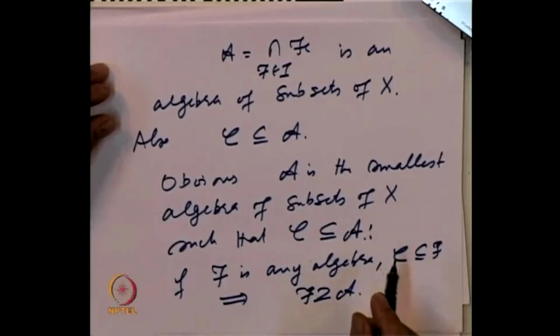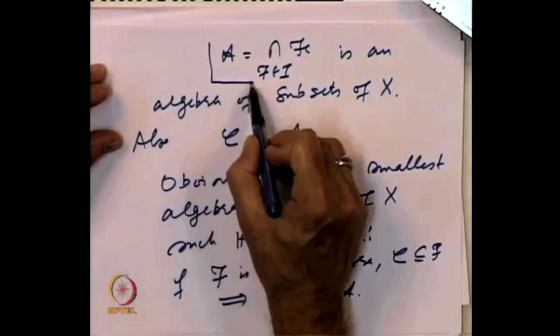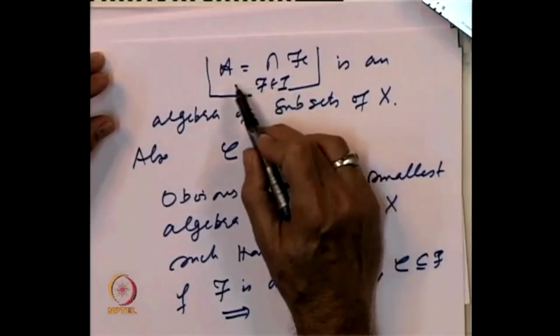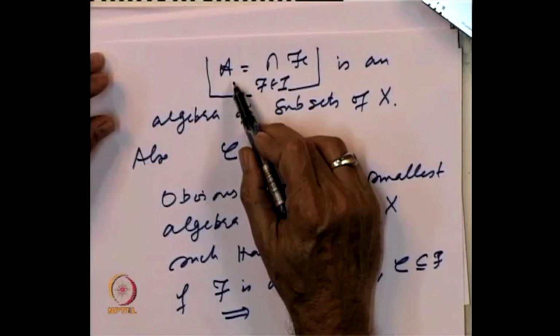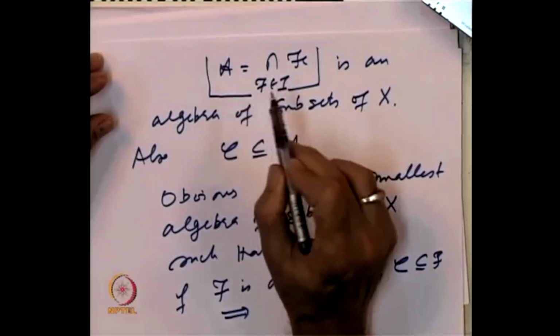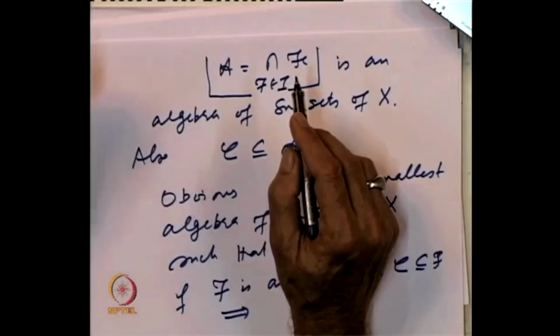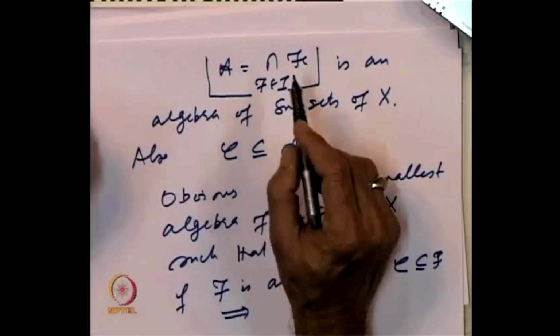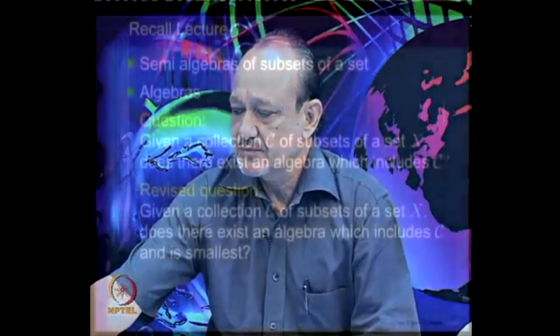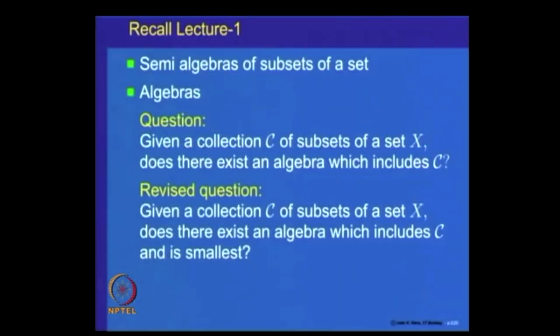So what we have shown is that given any collection of subsets of a set X, if we define A as the intersection of all the algebras including C, then this collection exists because there is at least one algebra which includes C, namely the power set, and it is the smallest. So given any collection of subsets of a set X, there is an algebra of subsets of X which is smallest and includes C. So we have answered this question: given a collection C of subsets of a set X, does there exist an algebra which includes C and is smallest? Yes, the answer is yes.